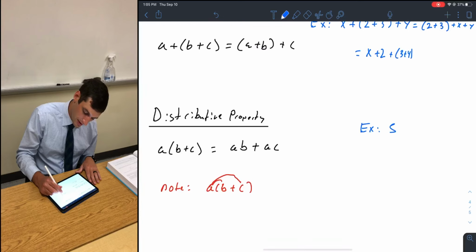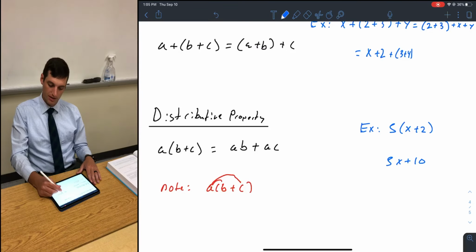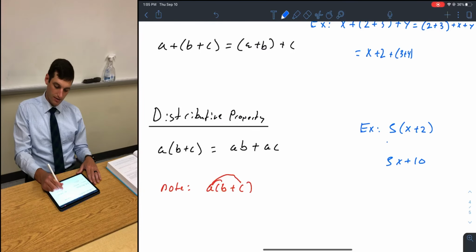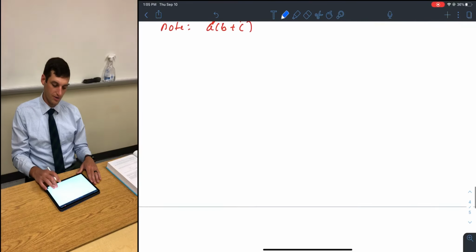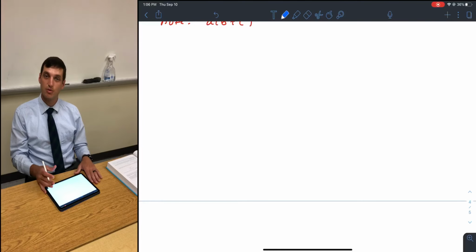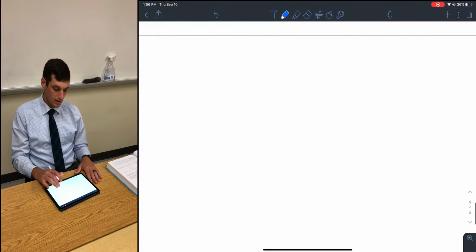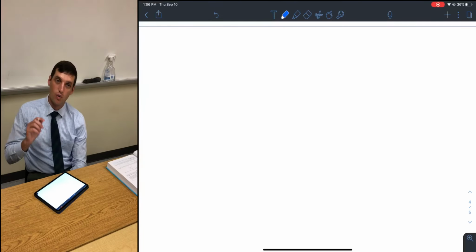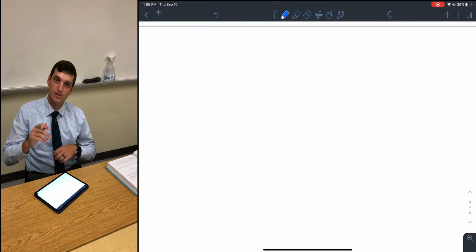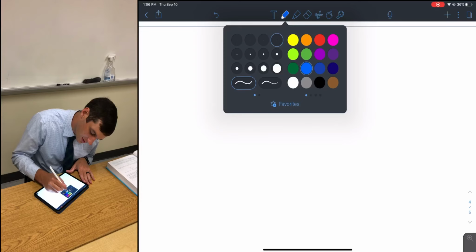Example will be, let's say, 5 times x plus 2, equals 5x plus 10. So what did I do? I multiplied the 5 by the x. Well, I'll go ahead and write it. 5 times x plus 5 times 2. And then that's what I got here. So these are all equal to each other. So those are our foundational algebraic properties. Now, I'm going to write out a problem, and I want you to tell me what properties I would need to solve for x. So we're going to solve for x. Let's write this out.